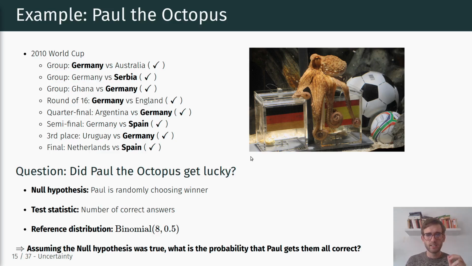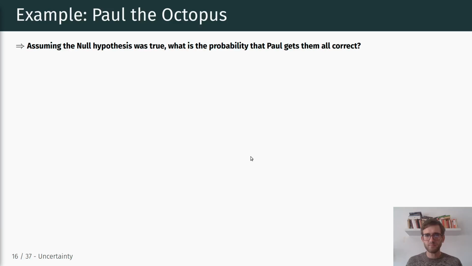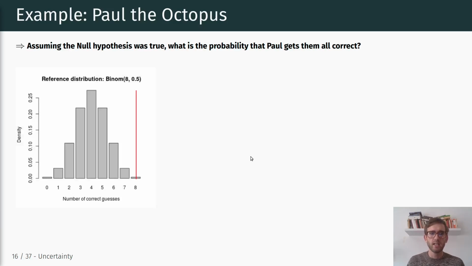So now the question is, assuming the null hypothesis was true, what is the probability that Paul gets all of these games correct, okay? Again, that's the underlying question. And of course, if we remember how to work with binomial distributions, that's a fairly simple question to answer, right? We can hypothetically plot the underlying sampling distribution in the sense that we know exactly the shape of this binomial distribution.